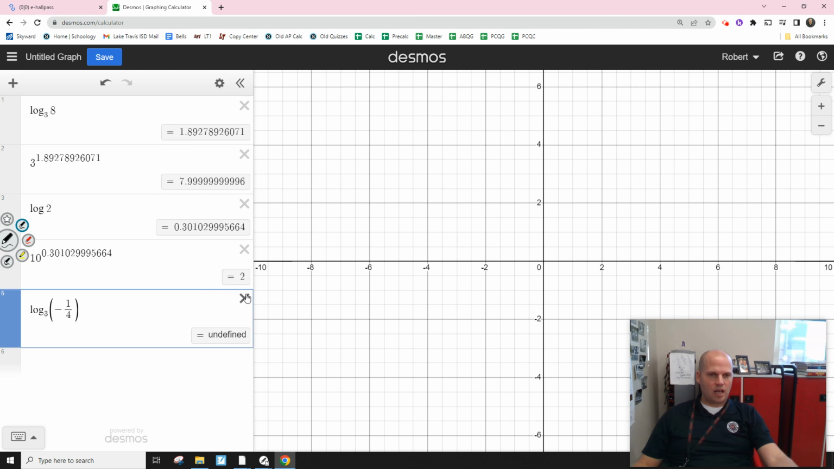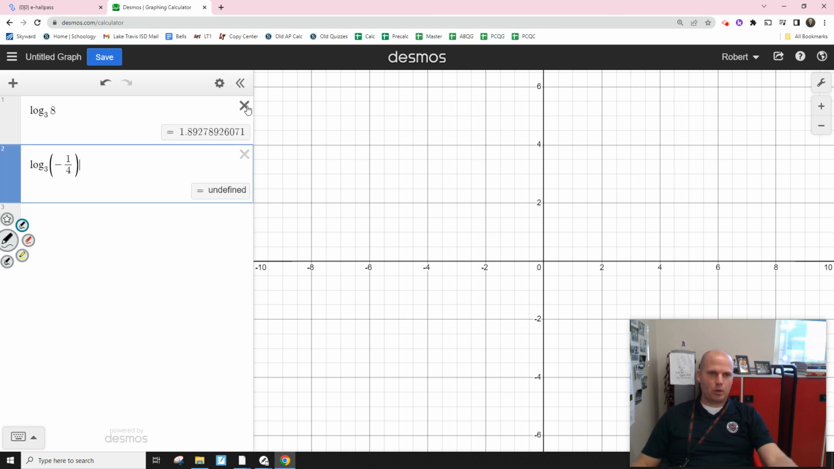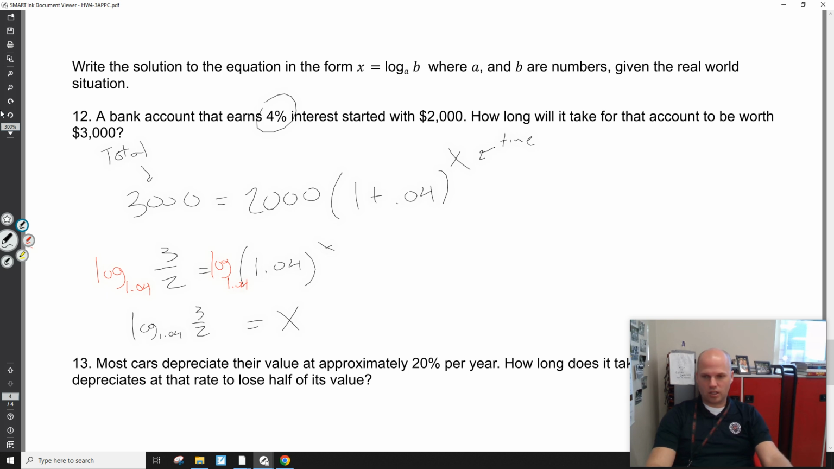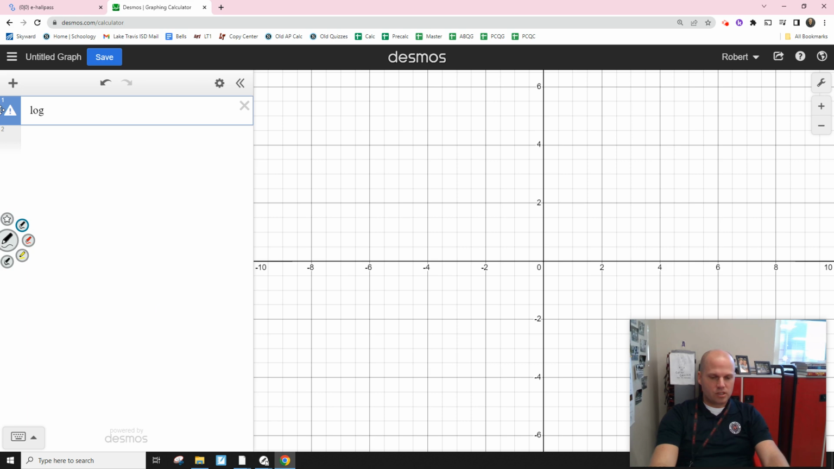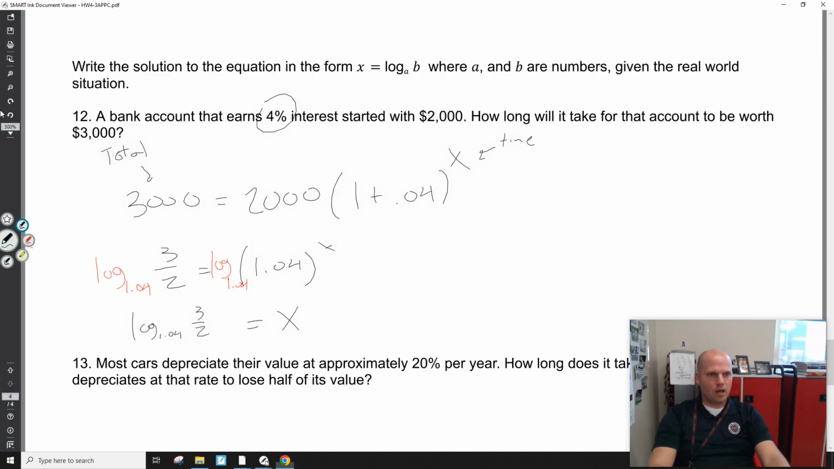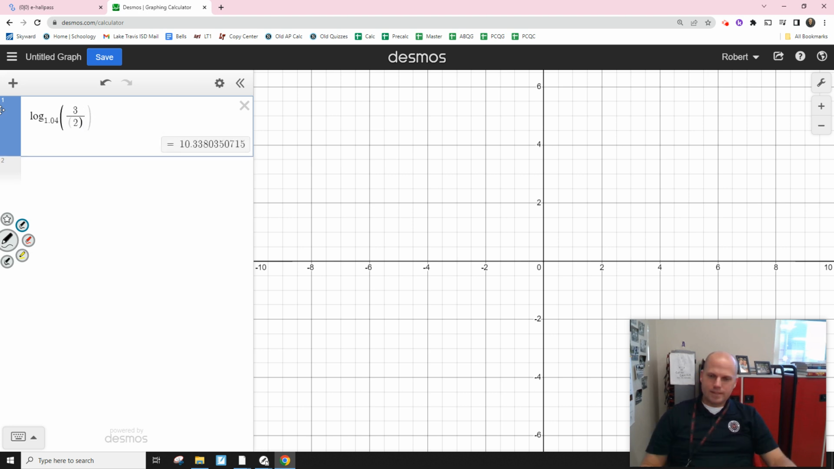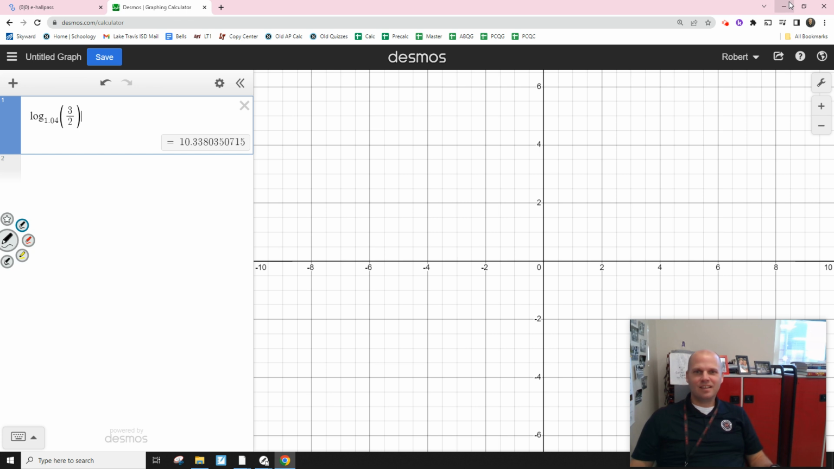If I had $2,000, if you guys get some birthday money, graduation money, scholarship money, if you put it in a bank account and you want to see how long is it going to take to grow by a half, grow by 50%, 2,000 to 3,000 is a 50% growth. Log base 1.04 of 1.5 or 3/2. 10 years. That sucks. But that's what you get for non-risky assets.